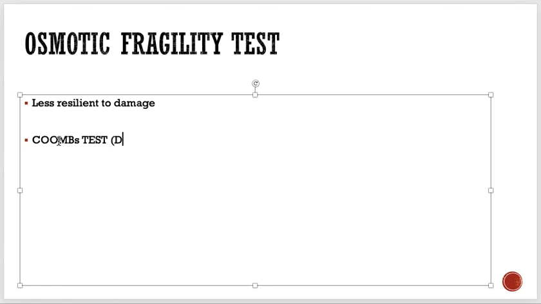It is also called the direct antiglobulin test. This is a very, very important test. Whenever the anemia is autoimmune anemia, of course, antibodies are there which attack the RBCs and cause their destruction. This test basically detects the antibodies. It could be called the Coombs test, the direct antiglobulin test, or written as DAT, a short form of antiglobulin.